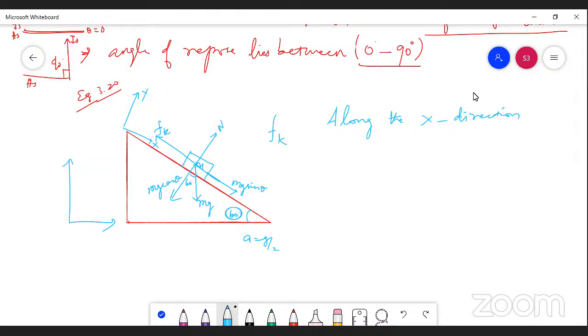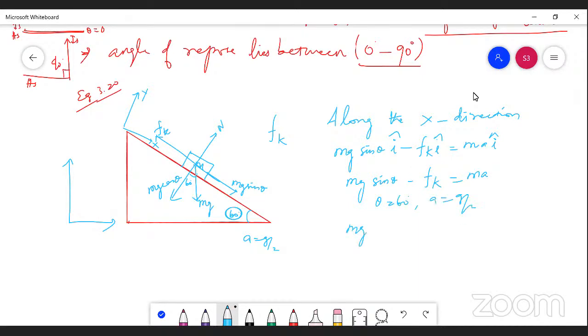the various forces acting are mg sin theta, because mg sin theta is pulling the block in the downward direction. mg sin theta i cap minus Fk i cap is equal to ma i cap. Here the object slides downwards along the positive x direction. Comparing the components, I can write mg sin theta minus Fk is equal to ma. As theta equals 60 degrees, a equals g by 2, as given, we can write mg sin 60 minus Fk is equal to mg divided by 2.